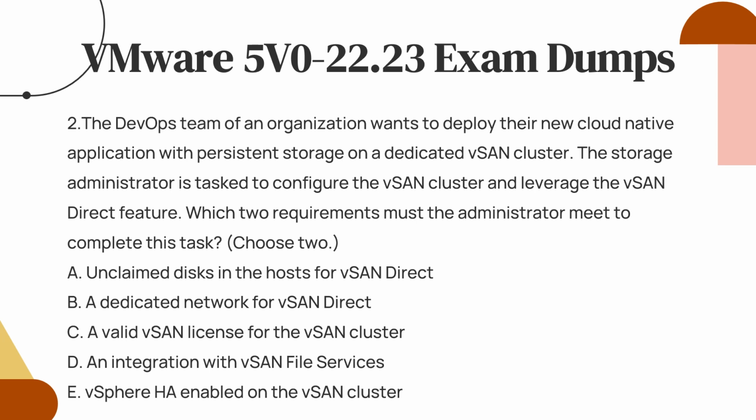B. A dedicated network for vSAN Direct. C. A valid vSAN license for the vSAN cluster. D. An integration with vSAN file services. E. vSphere HA enabled on the vSAN cluster.